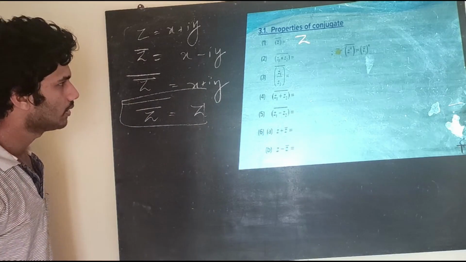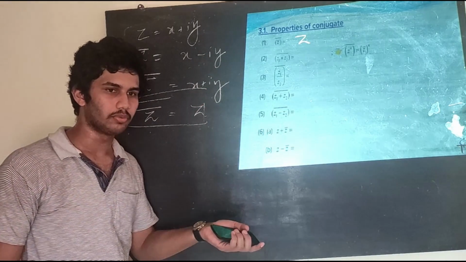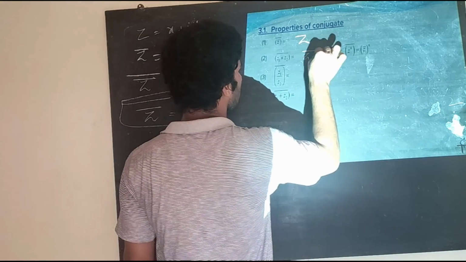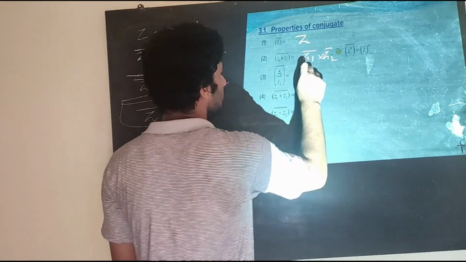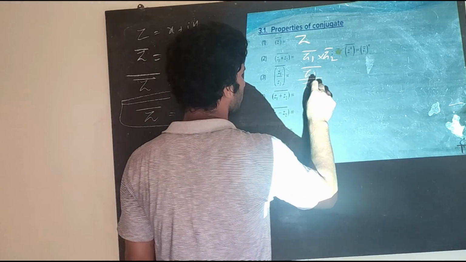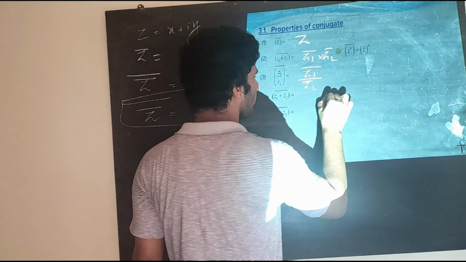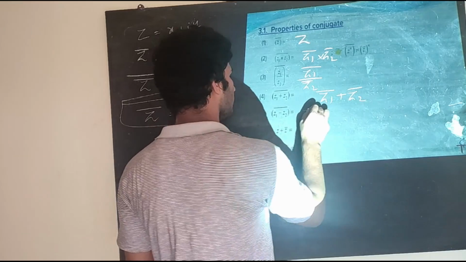Fine? And the second thing is the conjugate of z1 into z2. The conjugate will get distributed. That will be z1 bar into z2 bar. Similarly in division the conjugate gets distributed, z1 bar by z2 bar. And in addition also it will get split, z1 bar plus z2 bar. In subtraction also it follows the same.